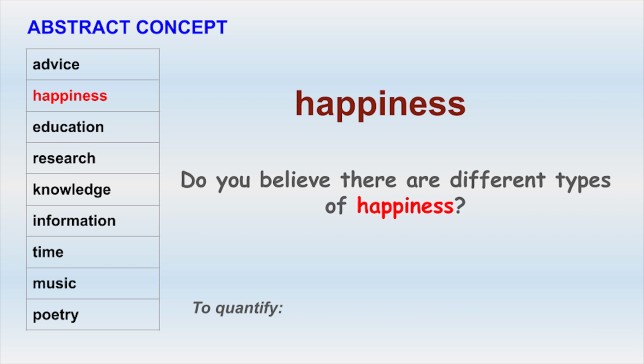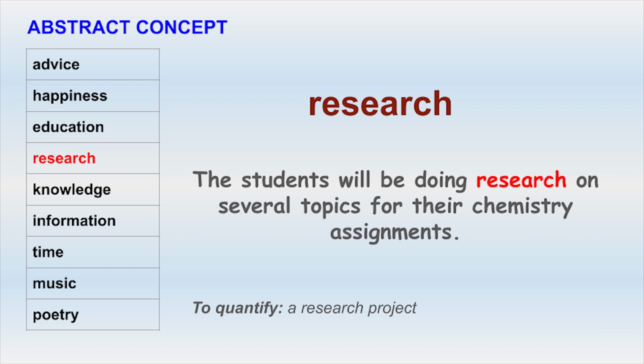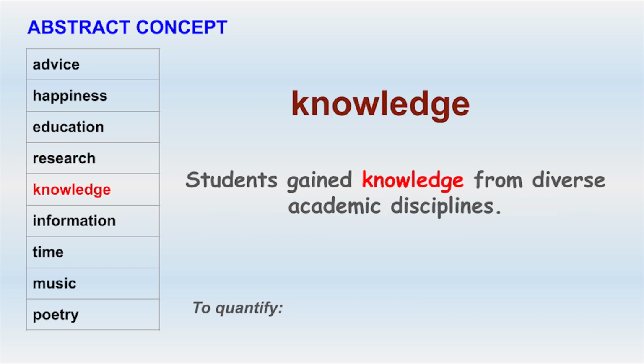Next, we have happiness. Do you believe there are different types of happiness? Next is education. Access to quality education is essential for everyone. Research. The students will be doing research on several topics for their chemistry assignments. We may say a research project if we wish to quantify research. Knowledge. Students gained knowledge from diverse academic disciplines.